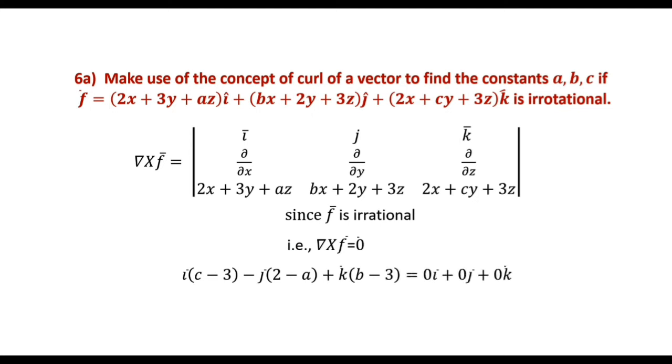So by first row expansion of the determinant, on simplification we have obtained the left hand side vector in terms of a, b, c, and 0 bar is the zero vector. By comparison we have c minus 3 is equal to 0, means c is equal to 3, 2 minus a is equal to 0, a is equal to 2, b minus 3 is equal to 0, b is equal to 3. These are the constant values by using the concept of irrotational.